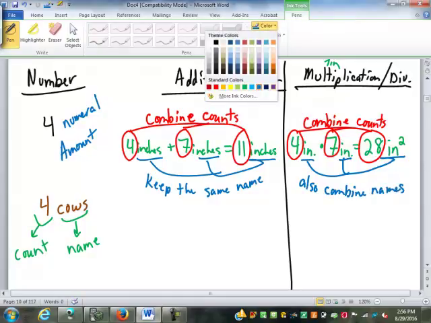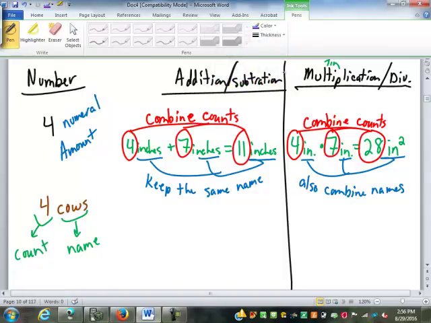And that is our big difference between addition and subtraction and multiplication and division. With addition and subtraction, we keep the same name. When we multiply or divide, we combine the names. Now again, you might be thinking, what's the big deal? Well, when we look at our other forms of numbers, it explains all the special rules that we have for those. They come from that simple concept. In fact, this even determines what we can and cannot use in each of those operations.